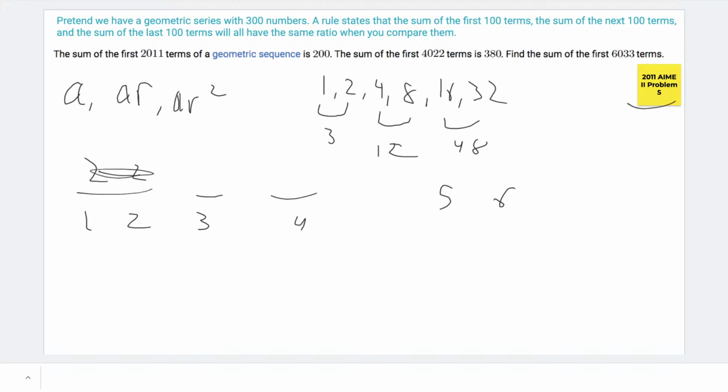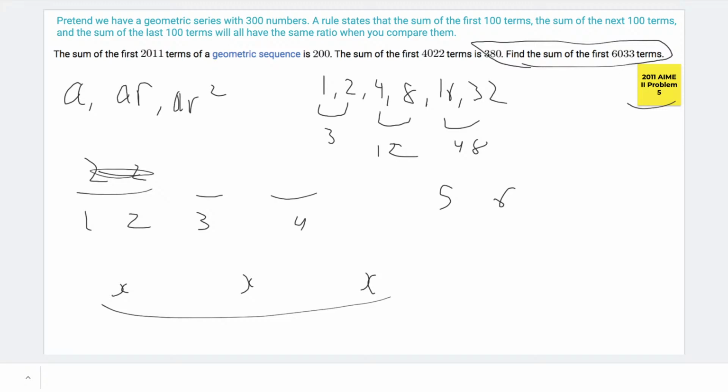It says, the sum of the first 2011 terms of a geometric sequence is 200. The sum of the first 4,022 terms is 380. Now we want the sum of the first 6,033 terms. As I said, if you take the sum of a certain amount of numbers, like the sum of the first x terms, then the sum of the next x terms, and then the sum of the next x terms, this will always be in the same ratio.